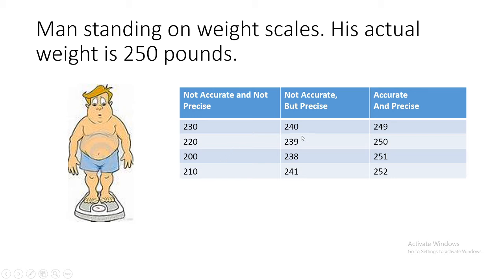Okay. Now over here, they're precise because the weights are fairly close to each other, like 240, 239, 238, 241. They're close, but they're still not accurate because he weighs 250 pounds. The closest one is only 10 pounds difference, right? Now, over here, all the weights are fairly close to one another, within 1 or 2 pounds, and they're accurate because they're very close to his weight of 250 pounds.